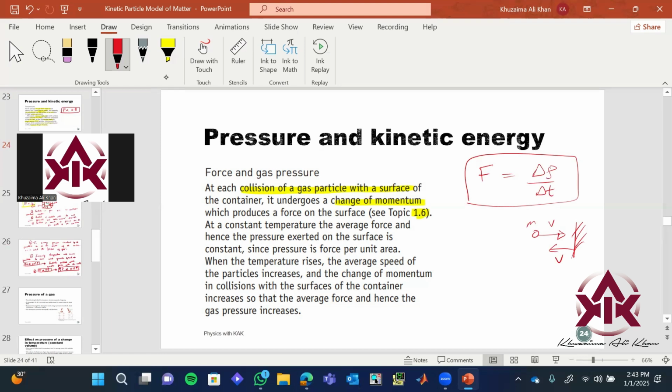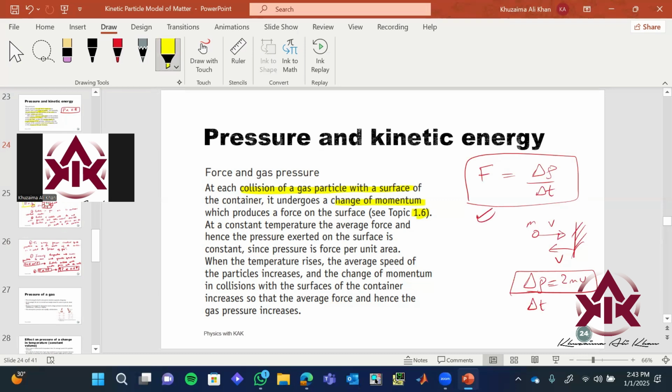So it has a change in momentum, right? That would be what? 2mv, right? 2mv. So this is basically the change in momentum. And for the collision, it basically collides with the wall for some time, delta t. So the rate of change in momentum is basically force, right?